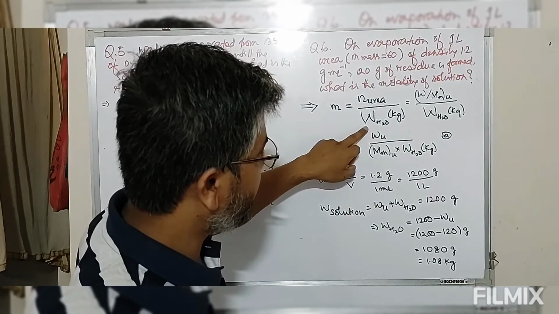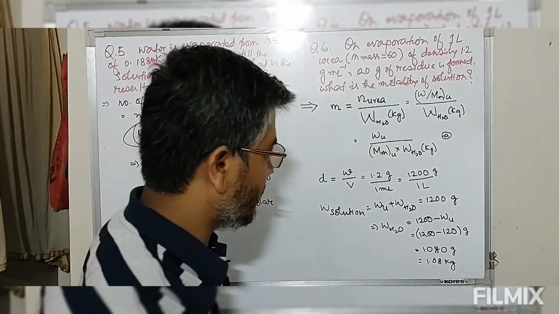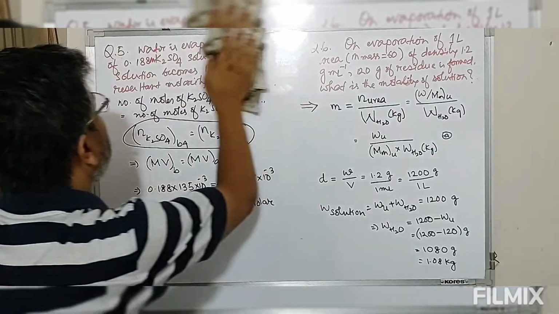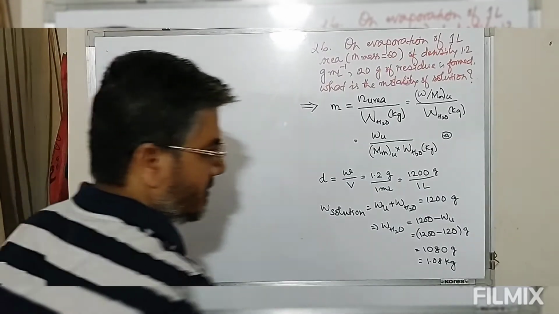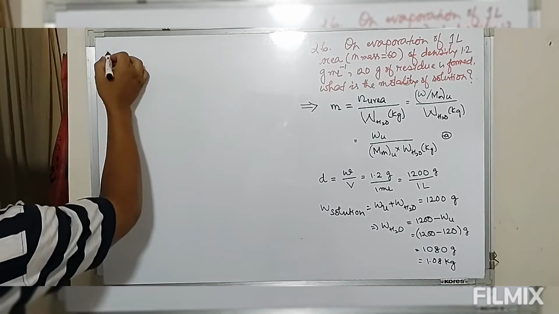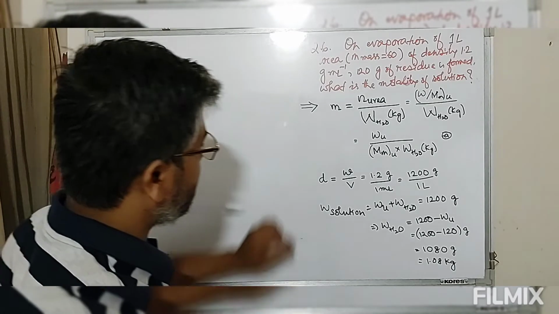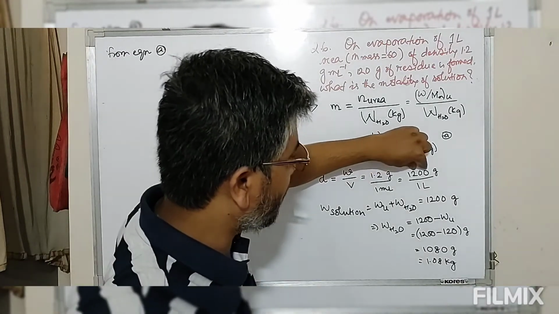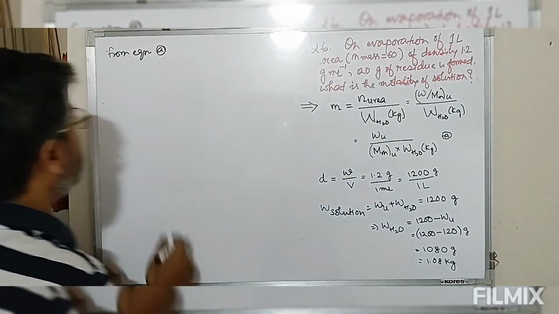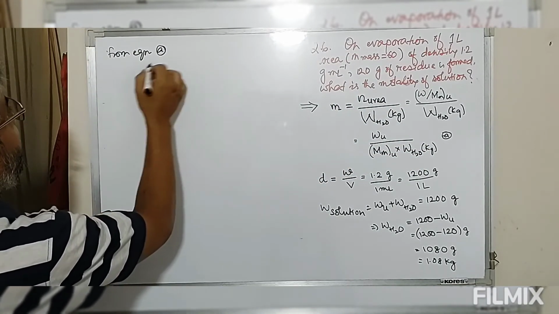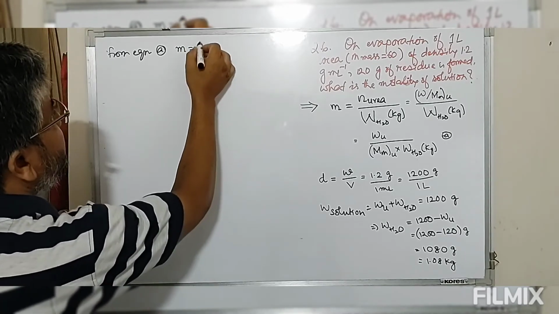Mass of urea is 120. Molar mass is 60. So we can use this formula to find the molarity of solution. So finally we have to just put the values of mass in this equation A. So from equation A, now look at this, this is the density of solution. So the mass is the total mass of the solution, which is nothing but the mass of urea plus mass of water.